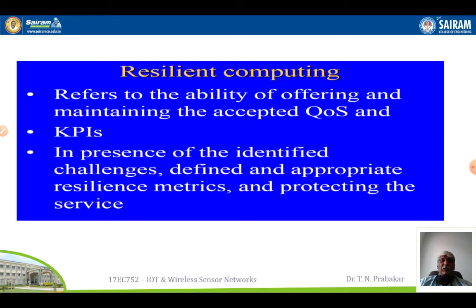In the case of resilient computing, what happens in the presence of an identified challenge? There are some problems in the process, and after that problem, how my system can come back to its normalcy, that is called resilient computing. So we will see the definition. In presence of the identified challenges, define appropriate resilient metrics and protect the service. So the KPIs or quality of service should not get affected even after an identified challenge. That is called resilient computing.